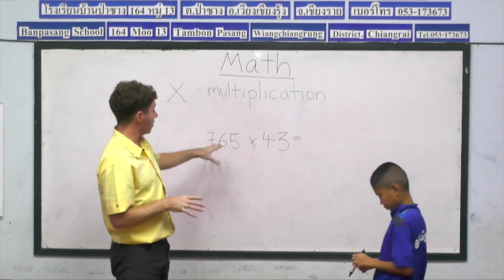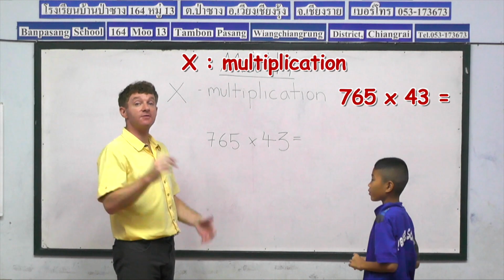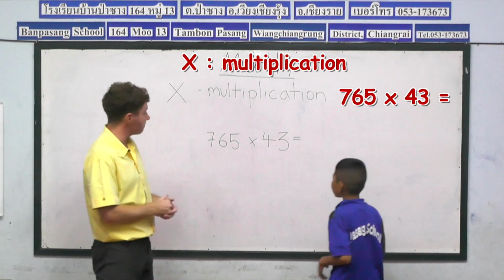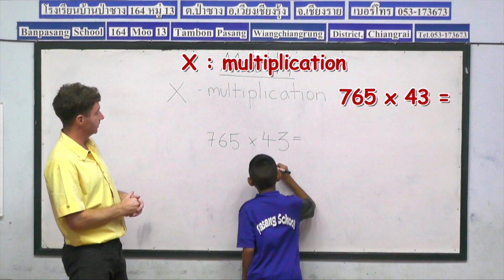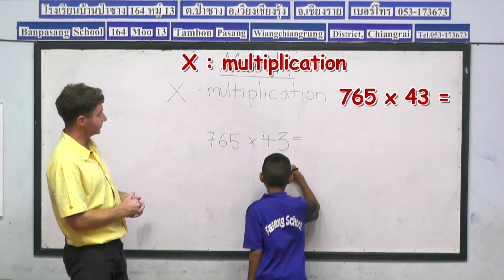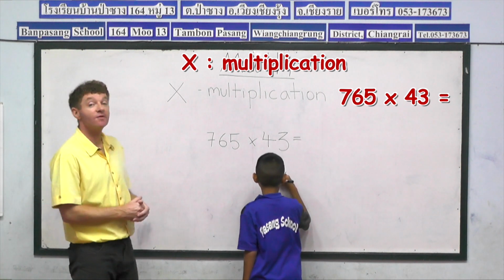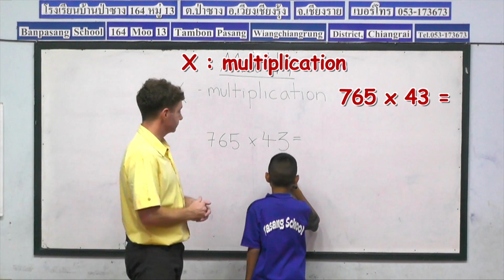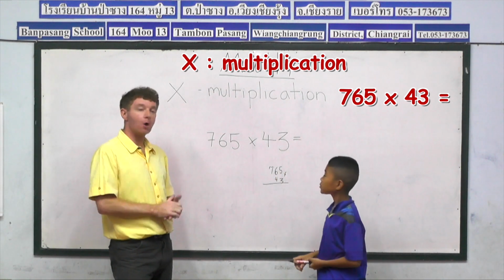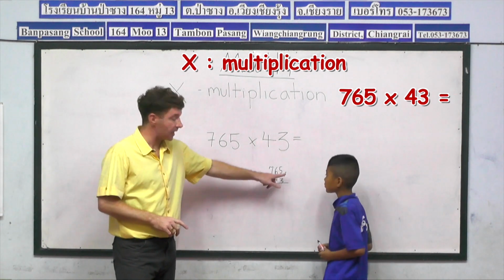So now we have our problem. The first thing we need to do is to write our table. So Bangpon, can you write our multiplication table? 765 multiplied by 43. So, remembering we always start with the ones. 3 times 5?